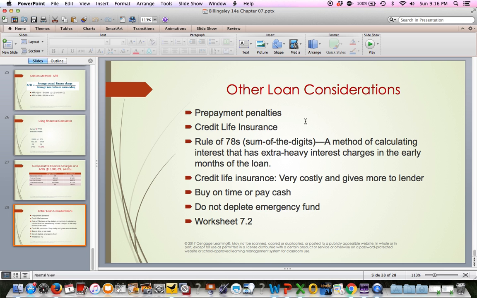The Rule of 78 is also called the sum of the digits, a method of calculating interest that has extra heavy interest charges in the early months of the loan. Credit life insurance, I already mentioned that one. Buy on time or pay cash. Do not deplete your emergency fund.